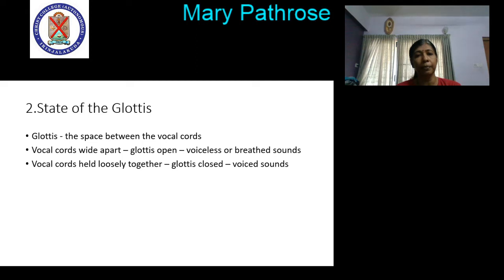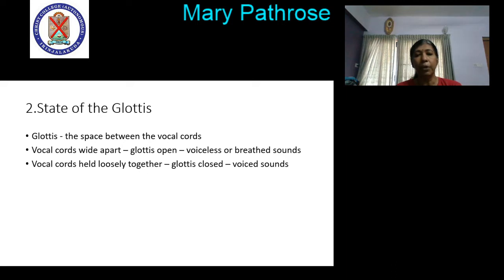The second type of sound, that is voiced sounds, are produced when the vocal cords are held together loosely. When the vocal cords are held together loosely, they vibrate. Due to the pressure of the air coming from the lungs, the vocal cords are pushed apart. A puff of air escapes, the vocal cords come back to their original position. This takes place many times a second and leads to a vibration which results in a buzzing sound which is technically referred to as voice.